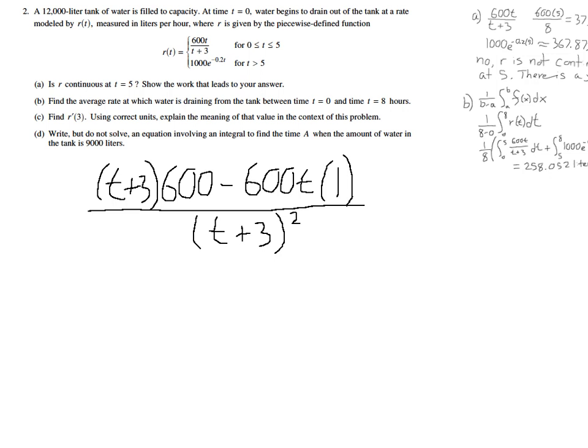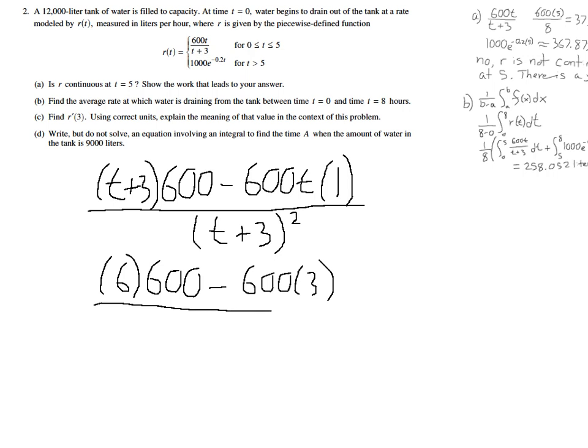And now I want to know the value of the derivative at 3, so I just plug in 3 for t. And when I do that, I will get 6 times 600 minus 600 times 3, and then the times 1. I'm not going to write that again because I don't need it. Then on the bottom, 3 plus 3 is 6, squared is 36. And when we simplify that, we get 50.